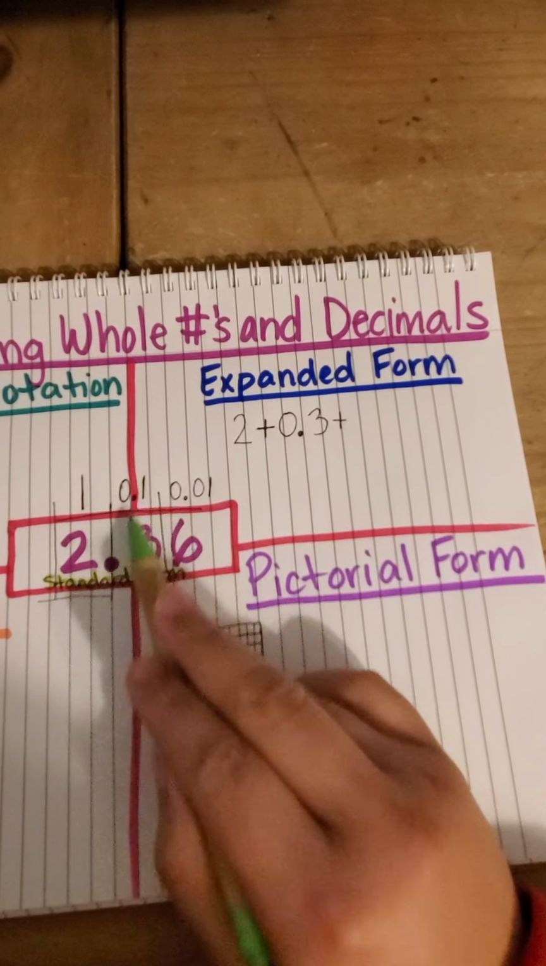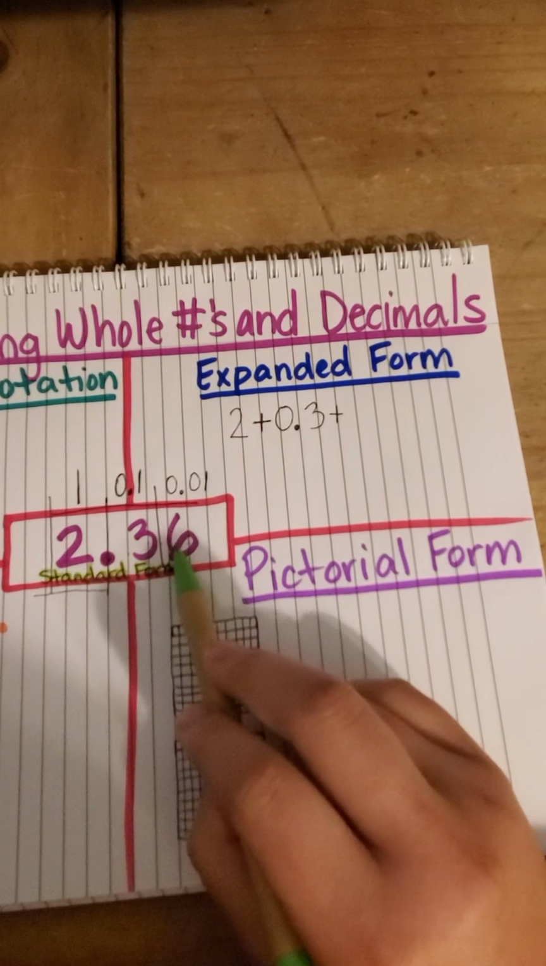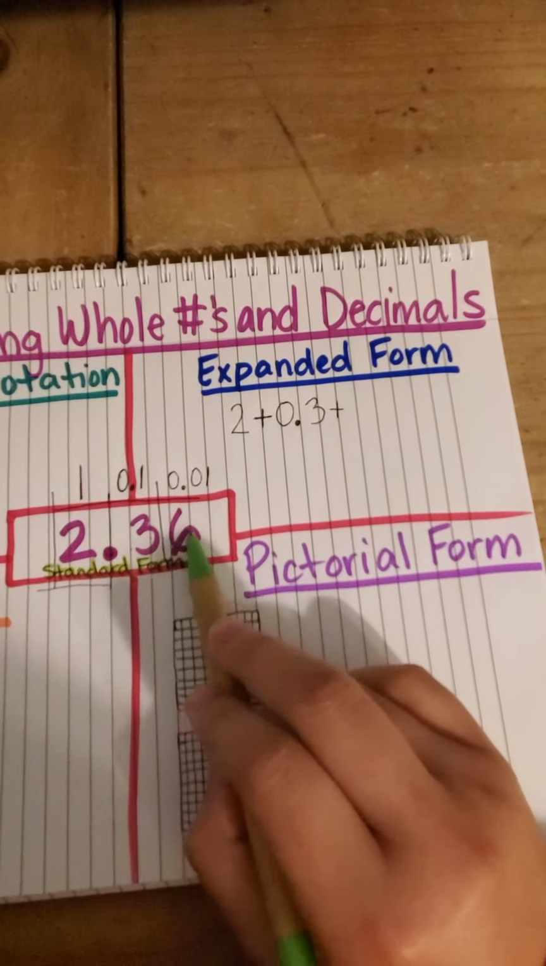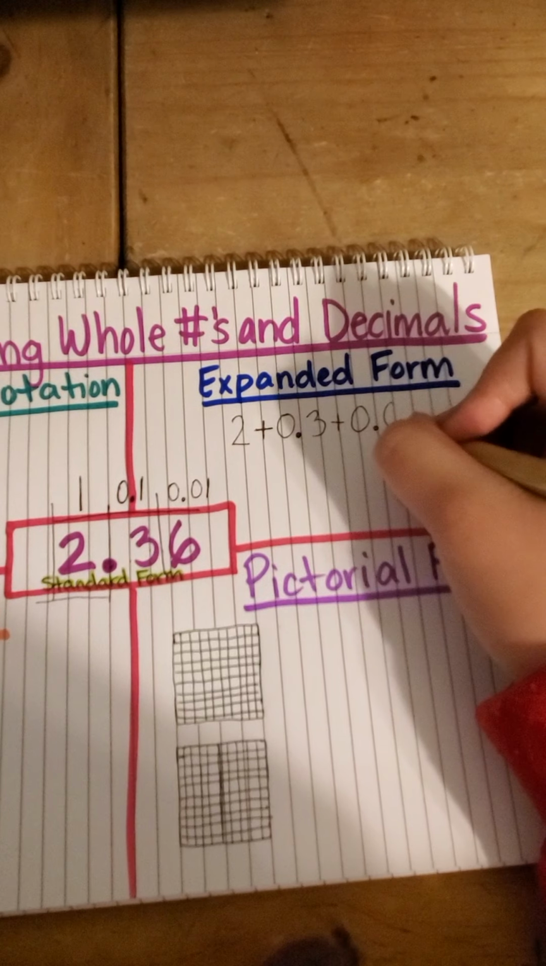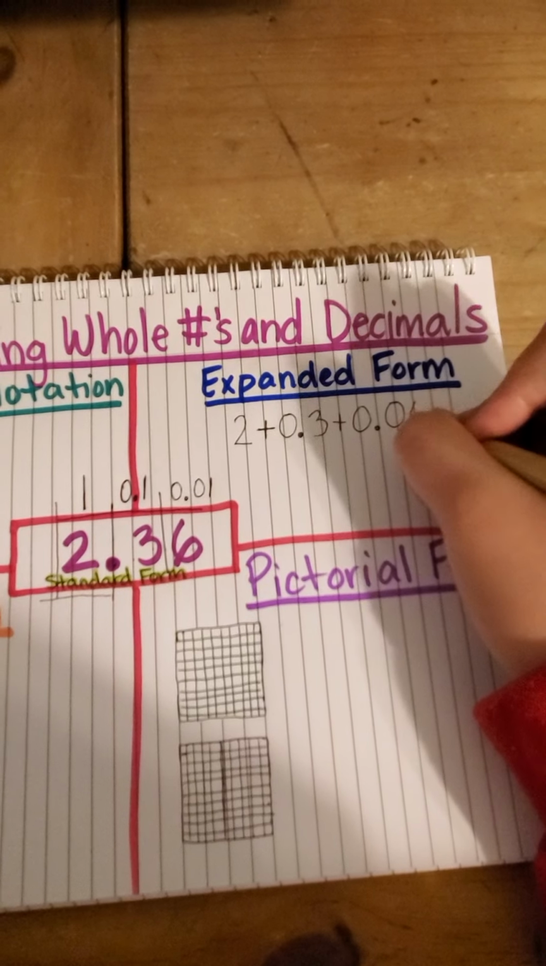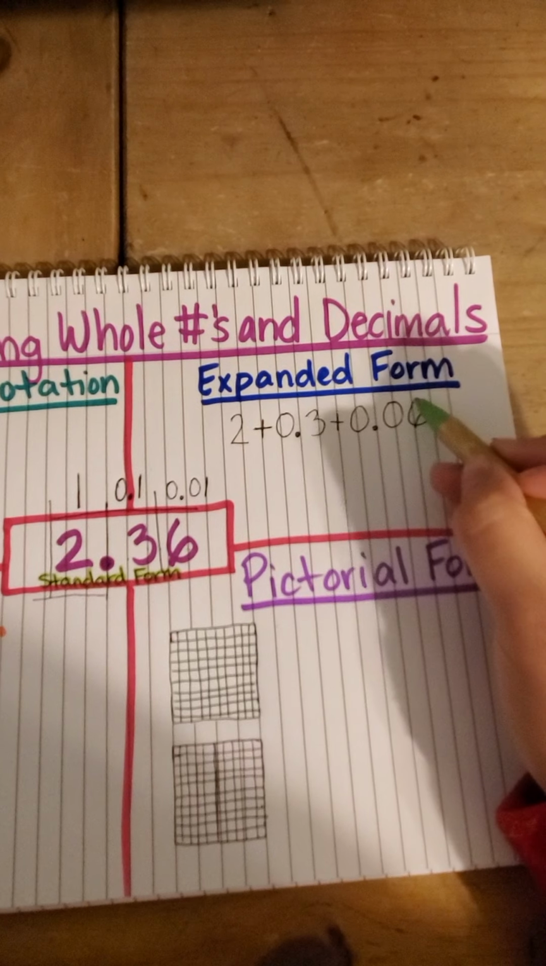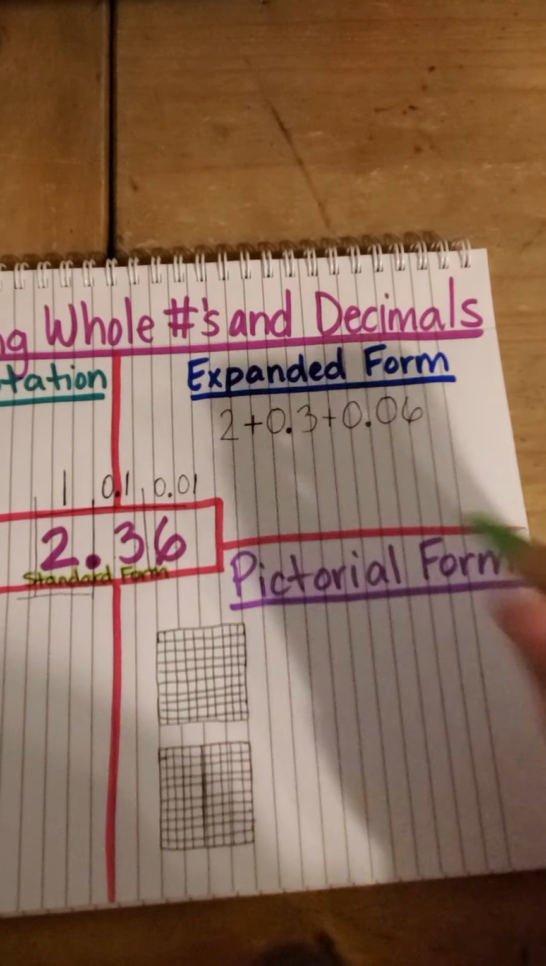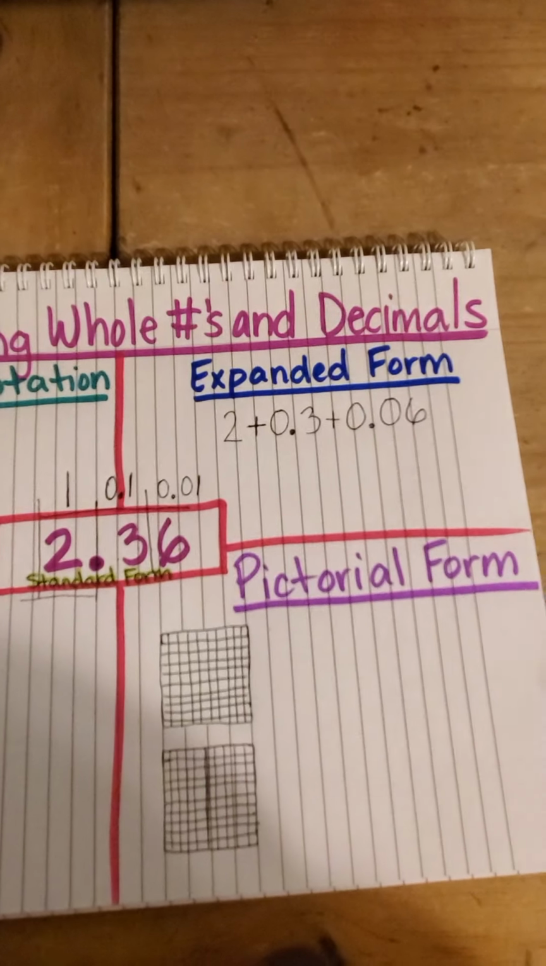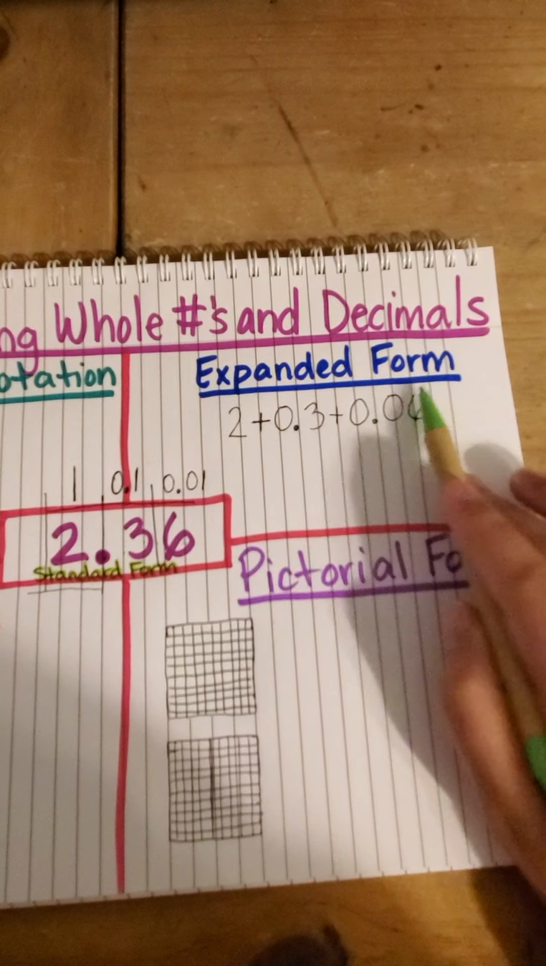Remember, now we're dealing with decimals. So now I go on to my 6. I have a 6 in the hundredths place. So I have 0 and 0 tenths and 6 hundredths. So I have 0 and 6 hundredths. And that's it. This is the form of writing the expanded form.